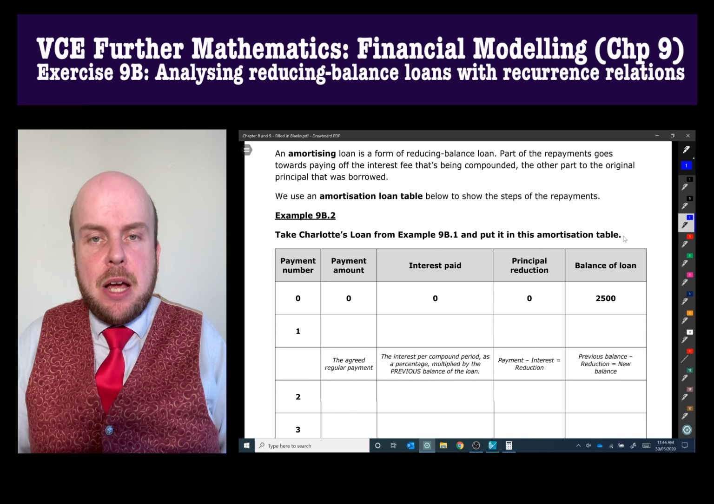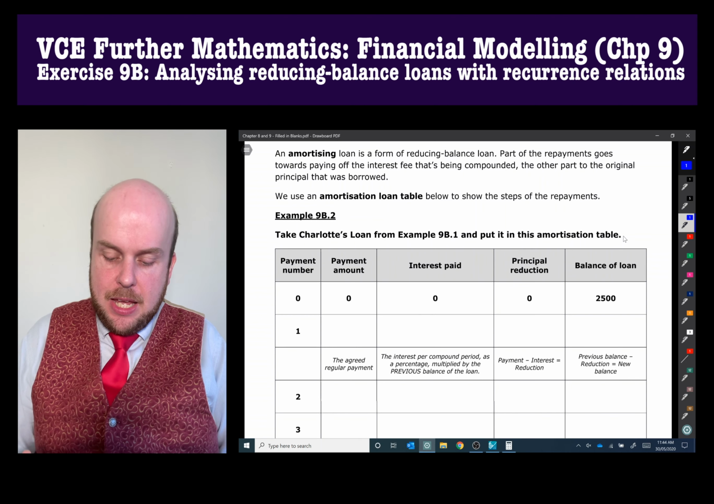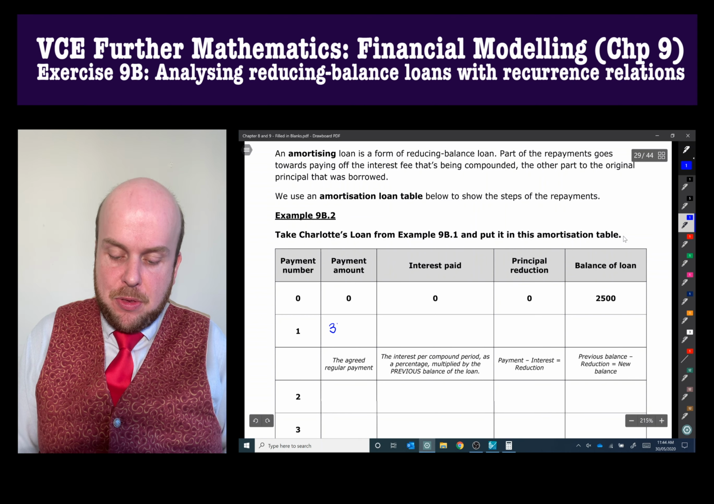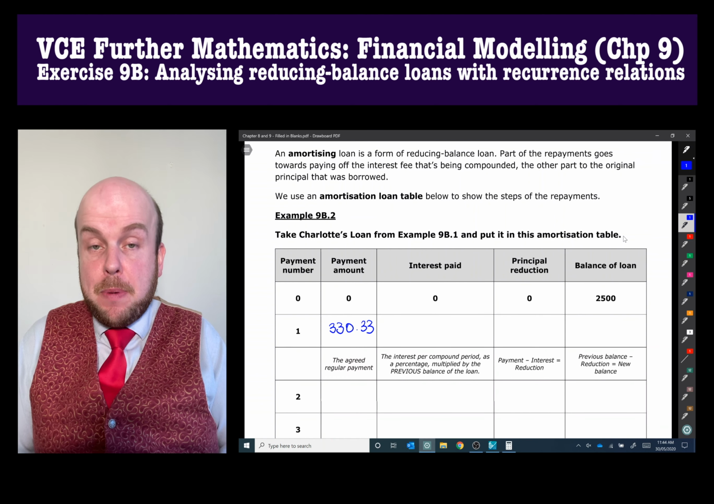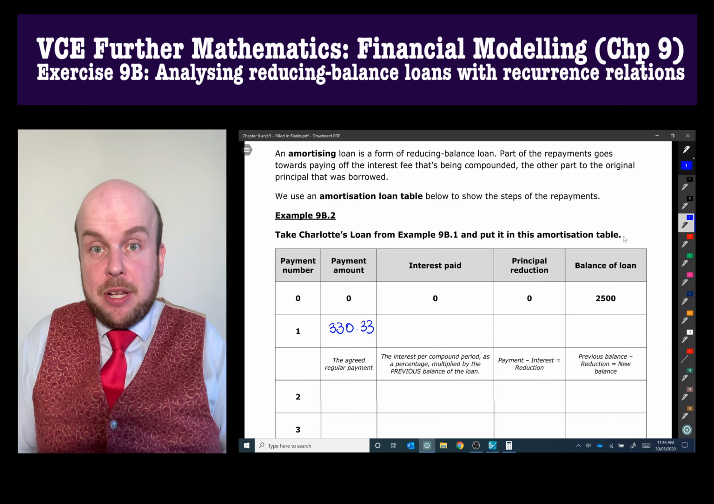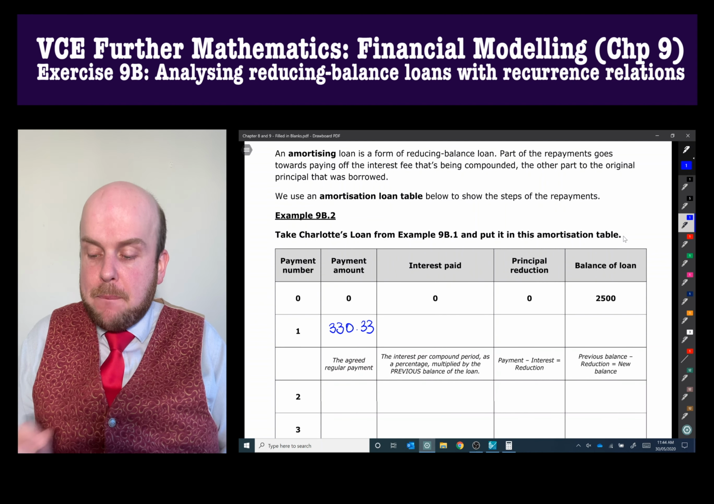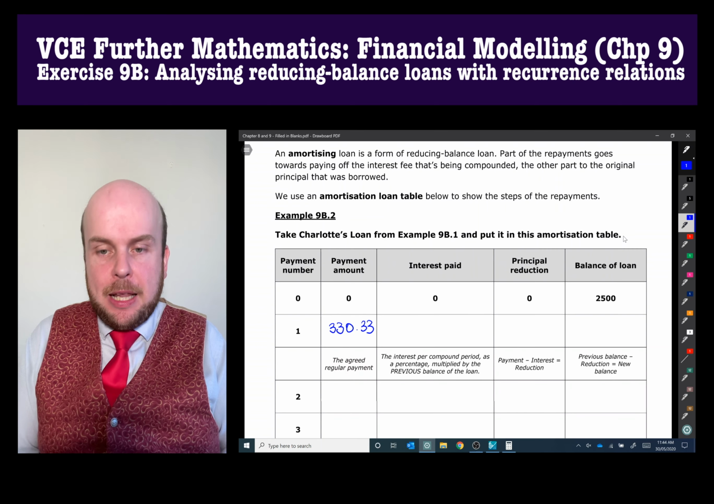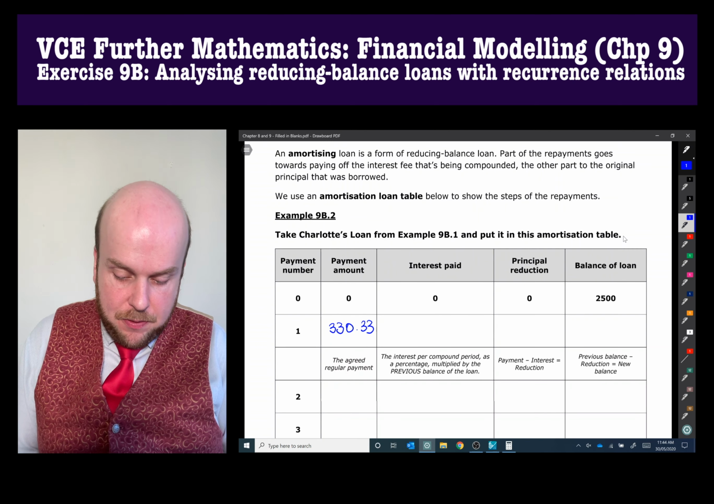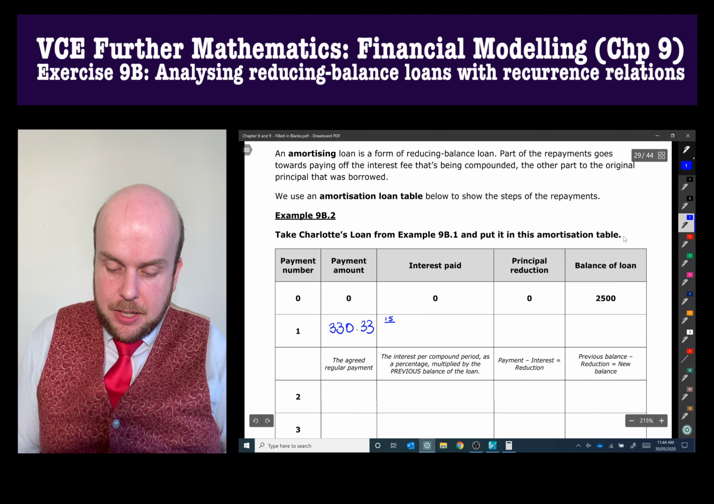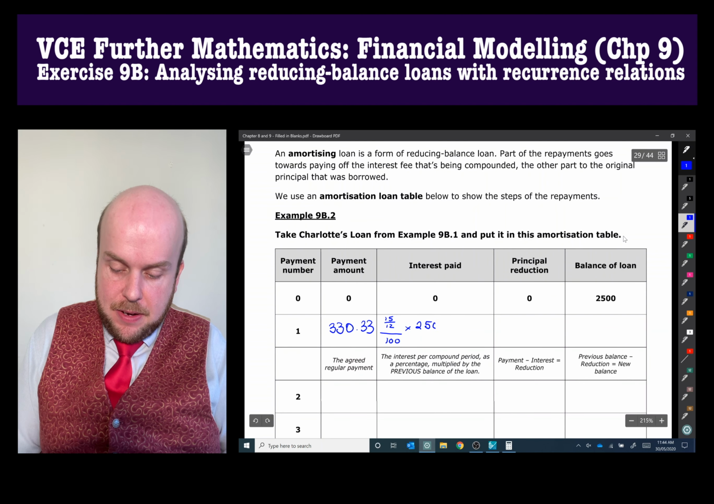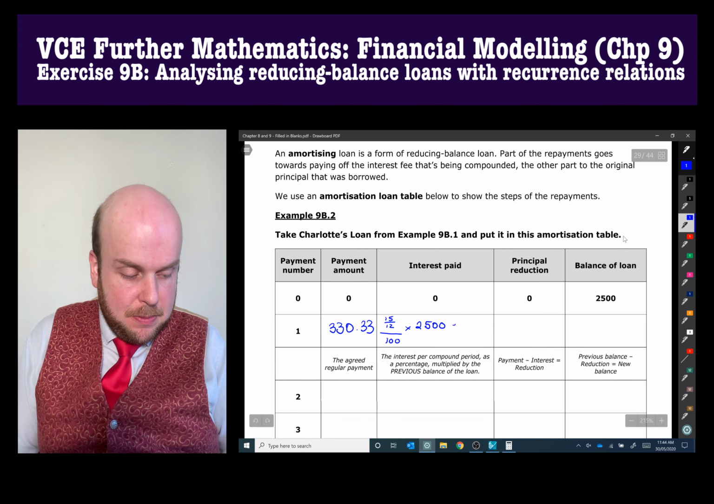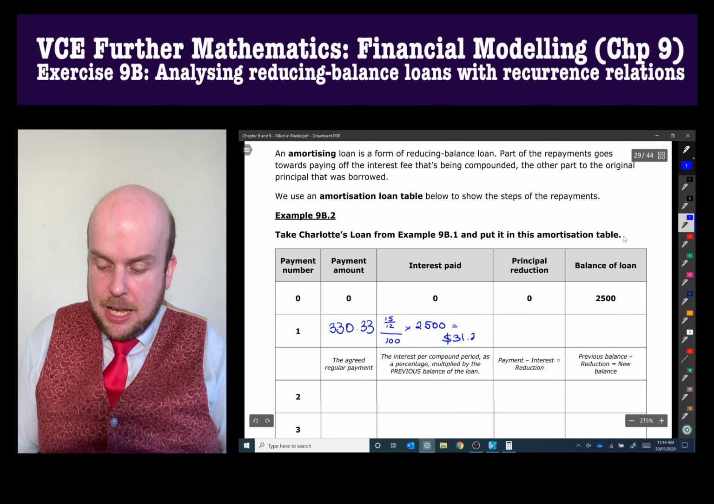So now we're going to set the next line in the table. We agreed that the payment is going to be $330.33. The interest paid will be the interest rate multiplied by the previous balance of the loan. So in this case, we've got 15 over 12, because remember it's compounding monthly from before, divided by 100, times $2,500, and that is going to be equal to $31.25.